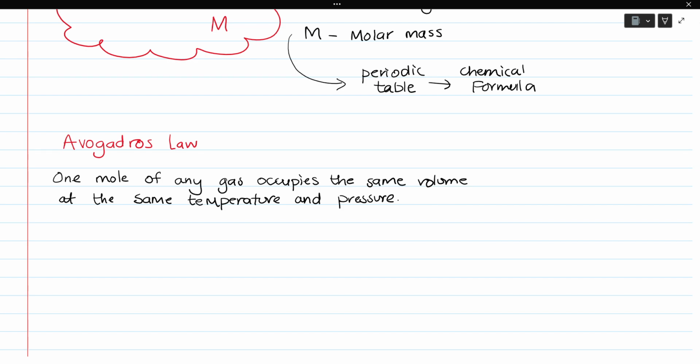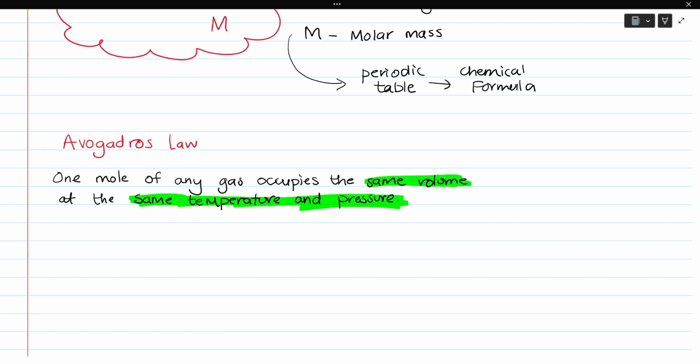So just bear with me for now and remember this important point: if the gas is at the same temperature and the same pressure, then it's always going to have the same volume, right? So as long as you've got any two gases at the same temperature and the same pressure, they are going to occupy the same volume. Those two things are important.